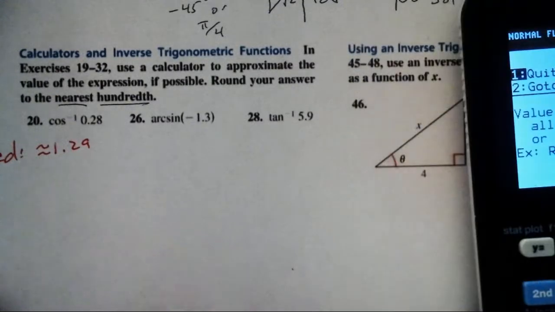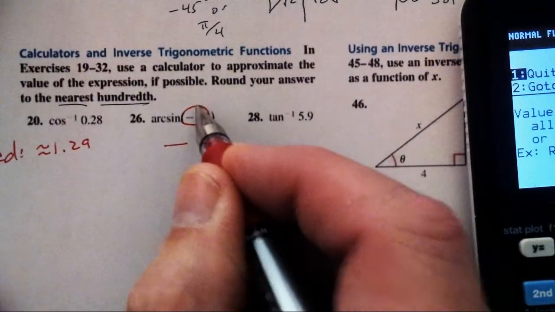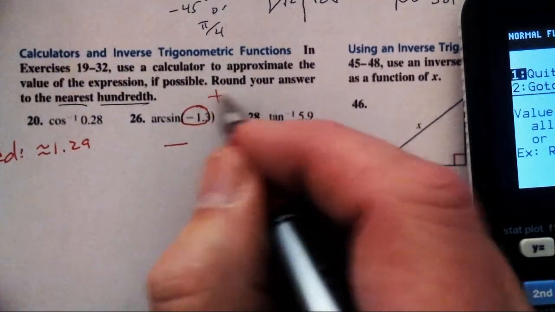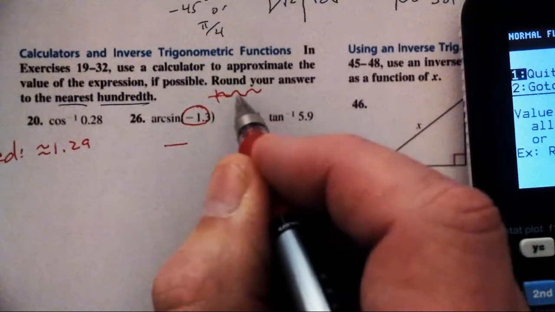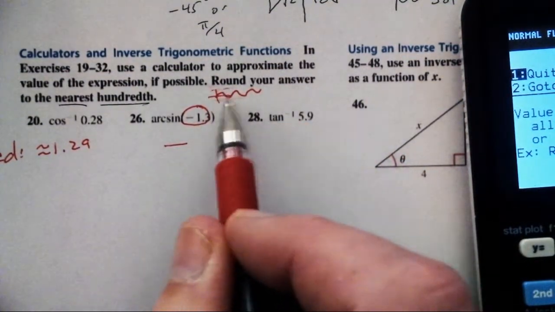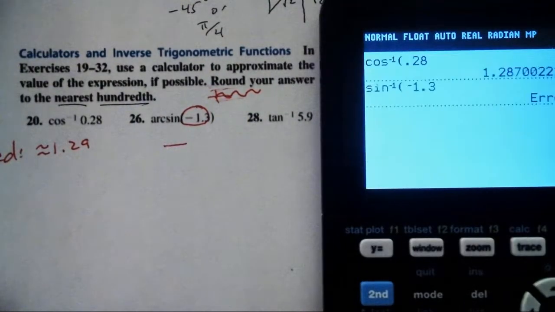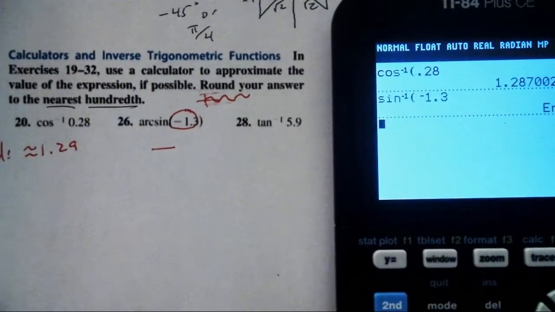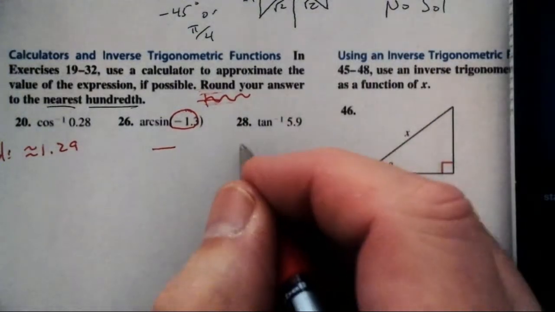And, oh, there's a no solution. And we might have realized it since sine itself runs between negative 1 and 1. Sine inverse, we can't put in anything unless it's between negative 1 and 1. So no solution. And tangent, second tangent inverse 5.9 is 1.40.